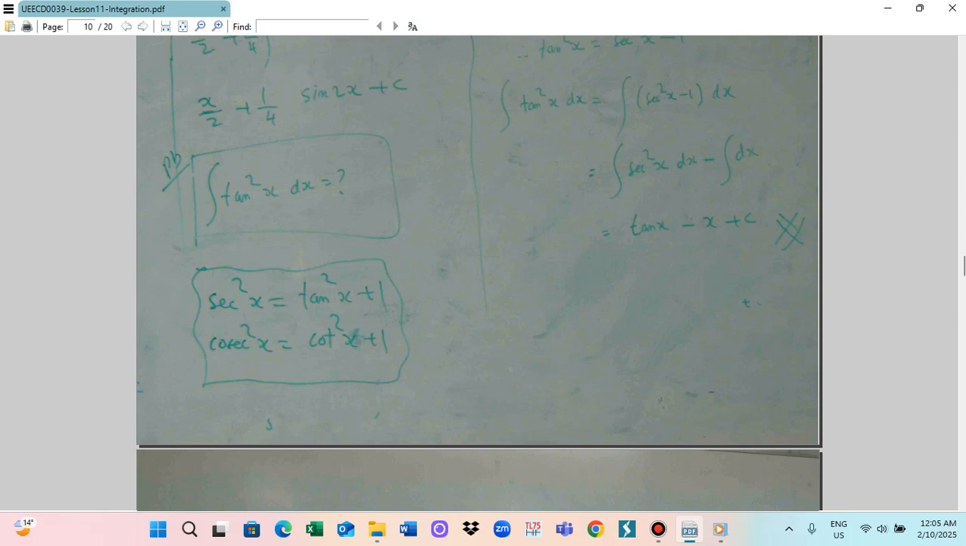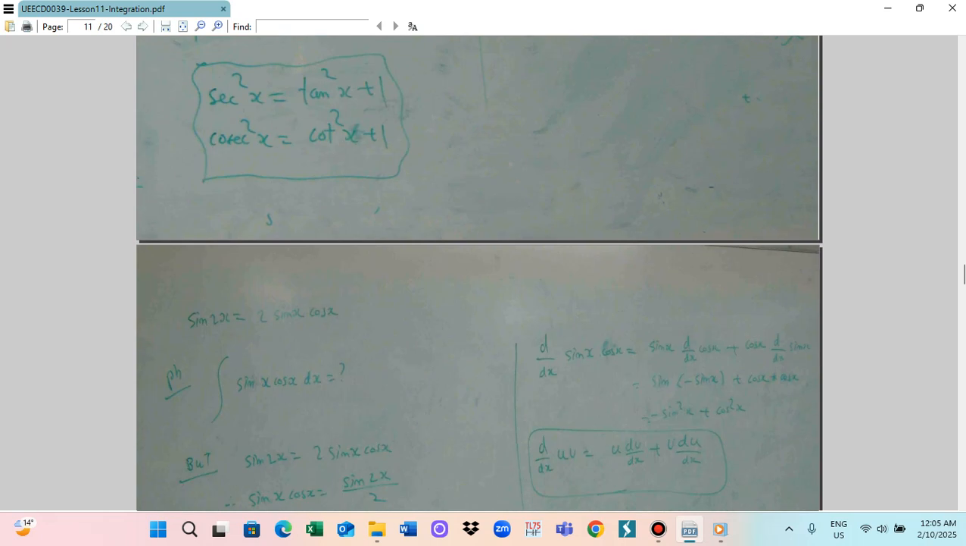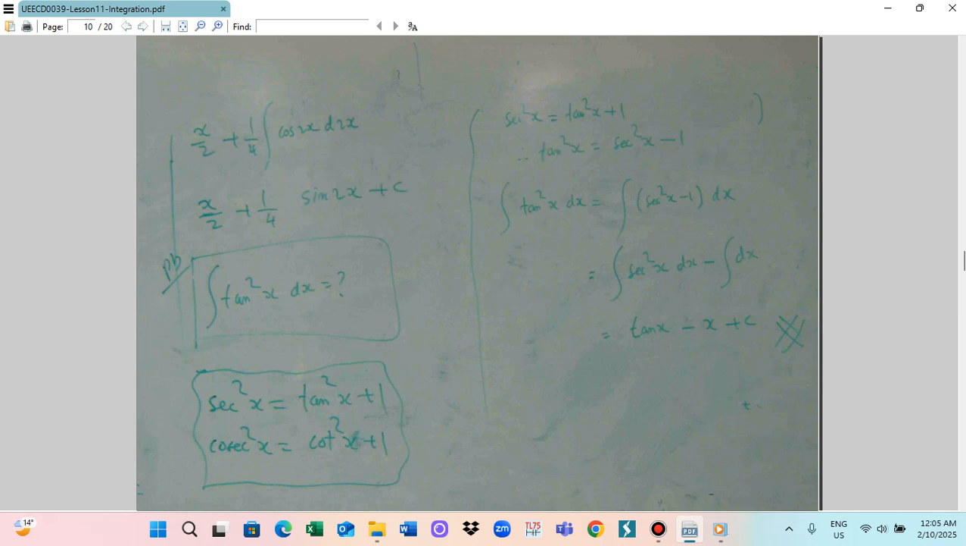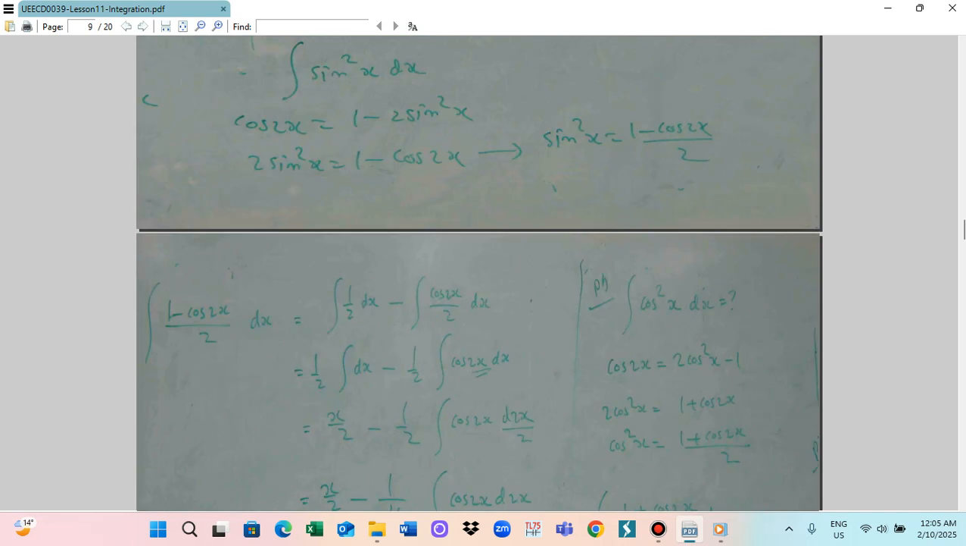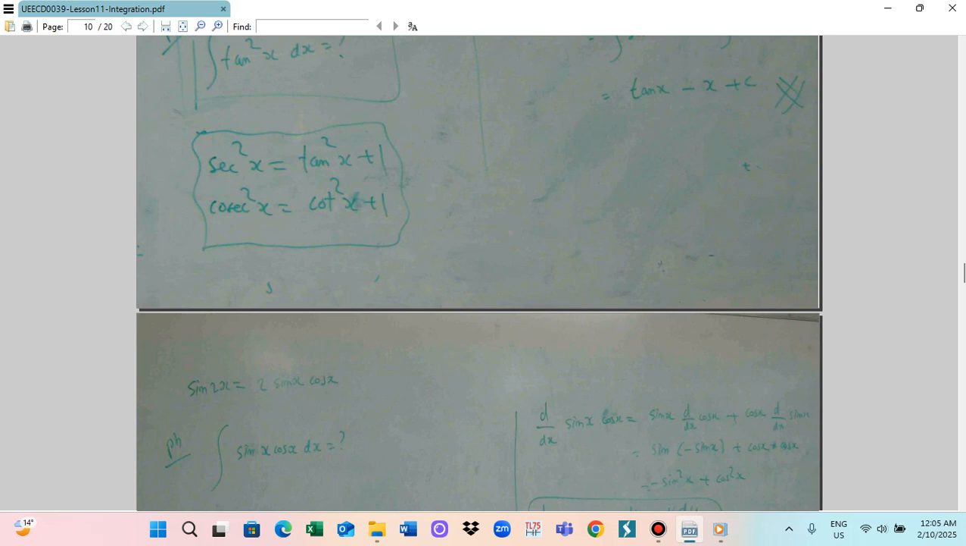Now here the angle is 3A. So secant squared A is tangent squared A plus 1, and this is A here. Therefore, secant squared 3A is equal to tangent squared 3A plus 1. So we got it like this: tangent squared 3A plus 1 is equal to secant squared 3A.